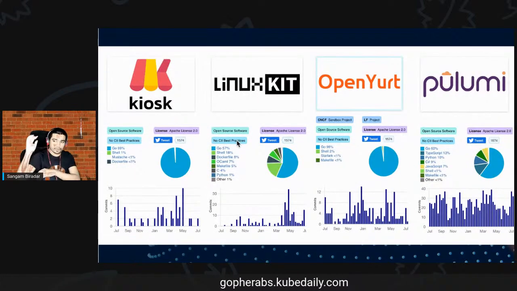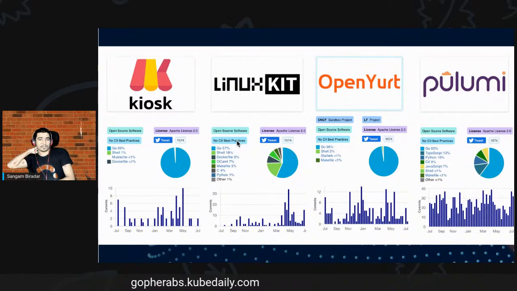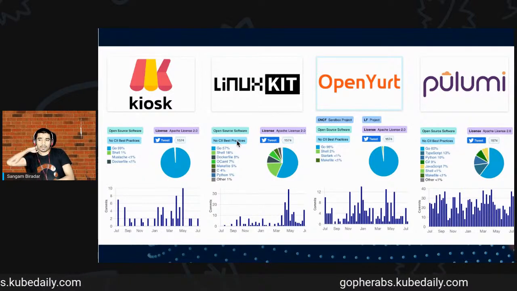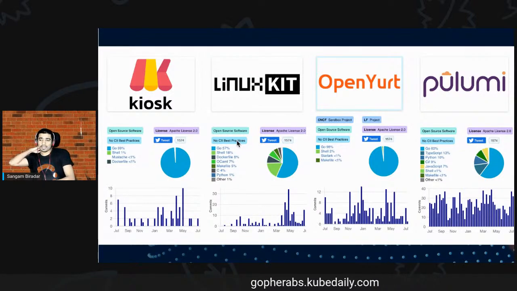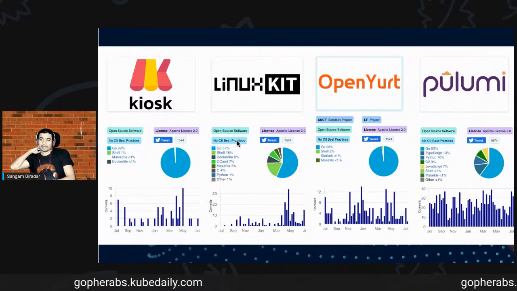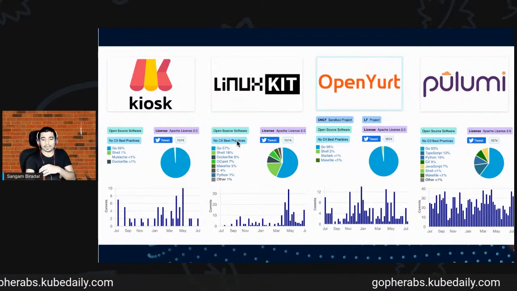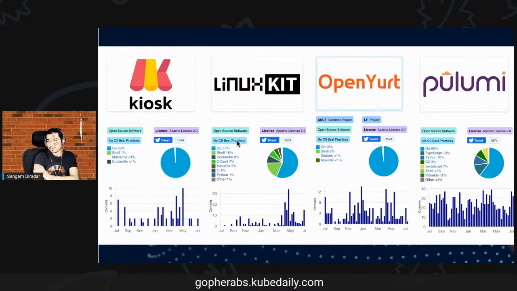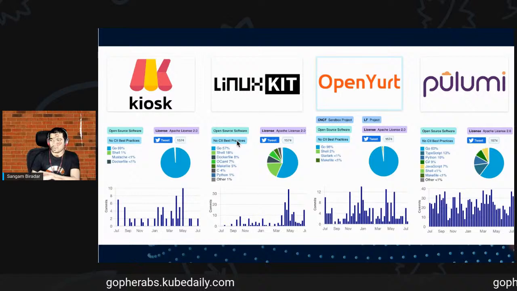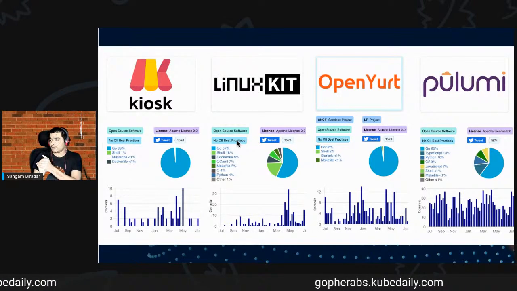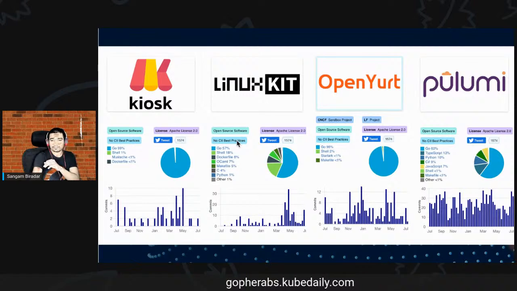And another favorite of mine is LinuxKit. If you know the Moby project from Docker, they have something called LinuxKit. Go and try it out. Very cool project. And another, my current favorite, is Pulumi. You can write your whole infrastructure in Go using Pulumi. They have a bunch of great libraries. You can try it out.